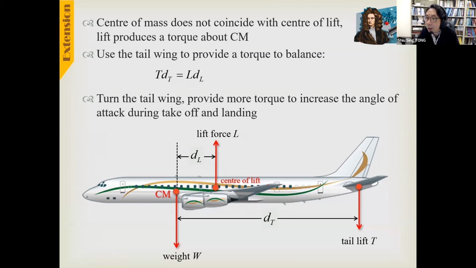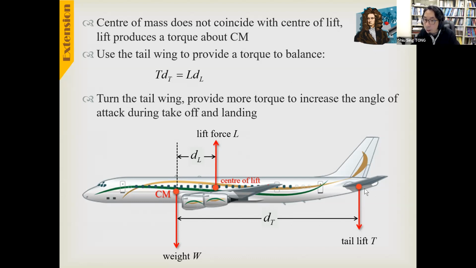So how do we fix that? How do we rectify that? Now the answer is the tail lift. You can see there's a small wing at the end of an airplane, at the rear part of the airplane. There's a small wing called the tail wing. Now the tail wing is actually tilted like this, so that it produces a lift that is in the opposite direction to the lift force.